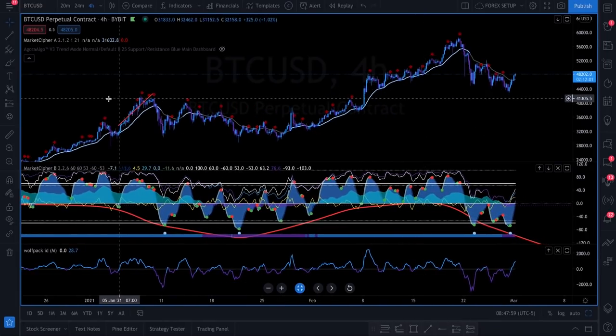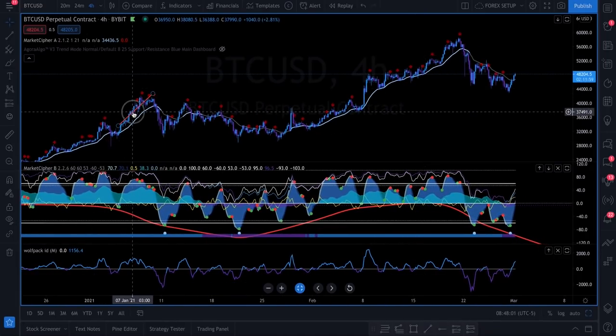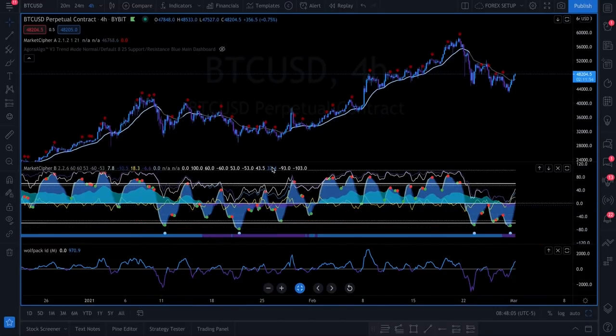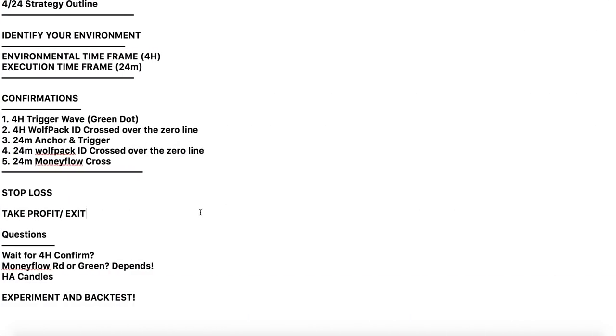And you can do this on other time frames too. Do it on the 24-minute. Do it on even the 15-minute. I mean, it depends on how much time you have, but really, I find it works great to just do this on the 4-hour and the 24-minute. Okay, so that's take profit, stop loss.